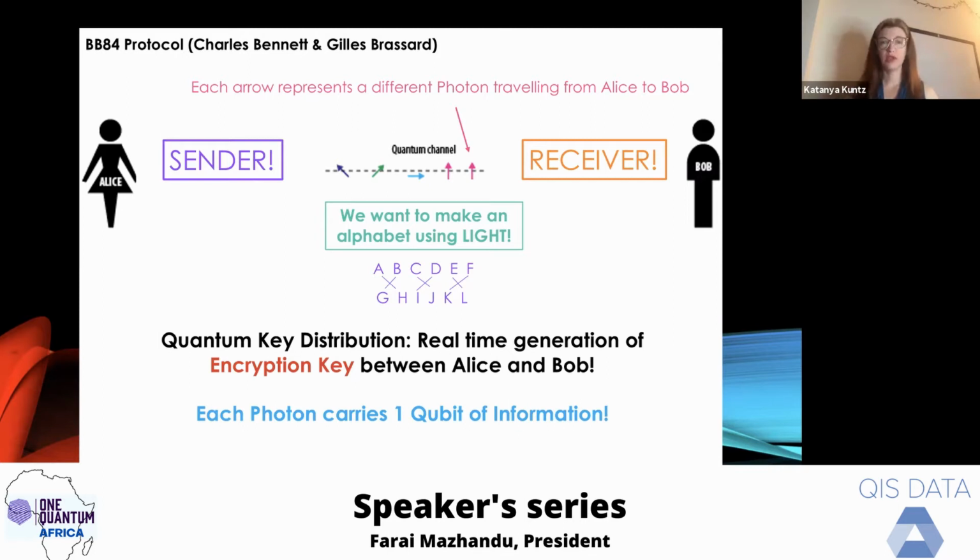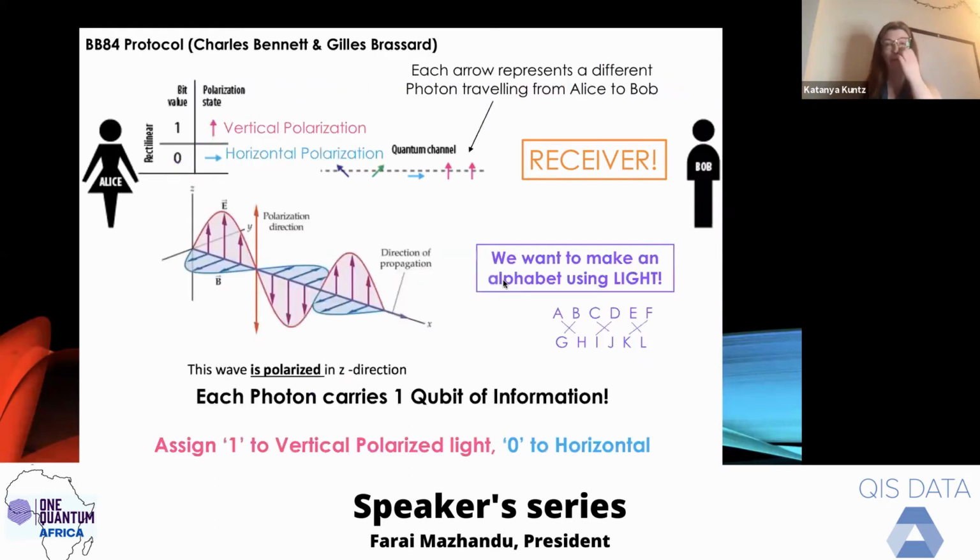So to do that, each photon carries one qubit of information, as I said, and we're going to use polarization. We're going to assign a bit value to each polarization state. So 1 becomes vertical polarization. Horizontal polarization is going to be a 0. And then in this picture, each little arrow is representing a photon traveling from Alice to Bob. So Bob is the receiver, Alice is the sender.